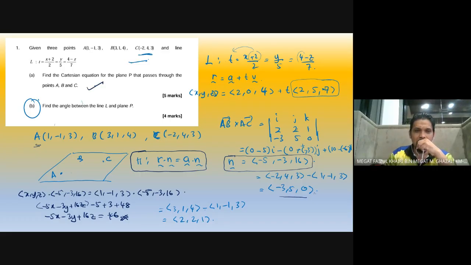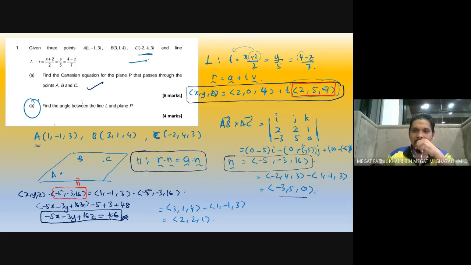Okay, now for question A, we have completed finding the equation of the plane. Now find the angle between the line L and plane P. So this is the equation of the plane, and this is the equation of the straight line. I always use this term. We look at the n, the normal, negative 5, negative 3, and 16 as our reference, which is n, the normal, and also this v, 2, 5, negative 7 as our reference for the straight line.